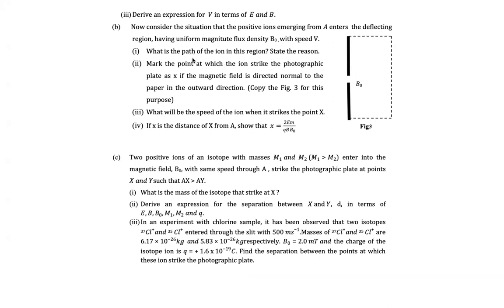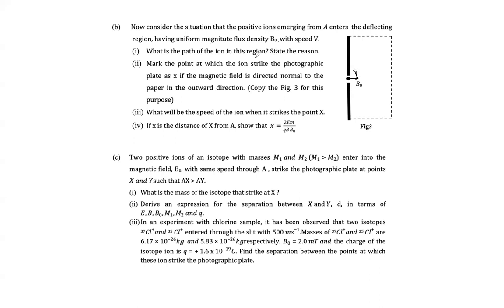Thank you. Now consider a situation that the positive ions emerging from A enter the deflecting region having uniform magnetic flux density B naught with speed V. So the charge was emerging from A, and now it's entering this region at speed V.